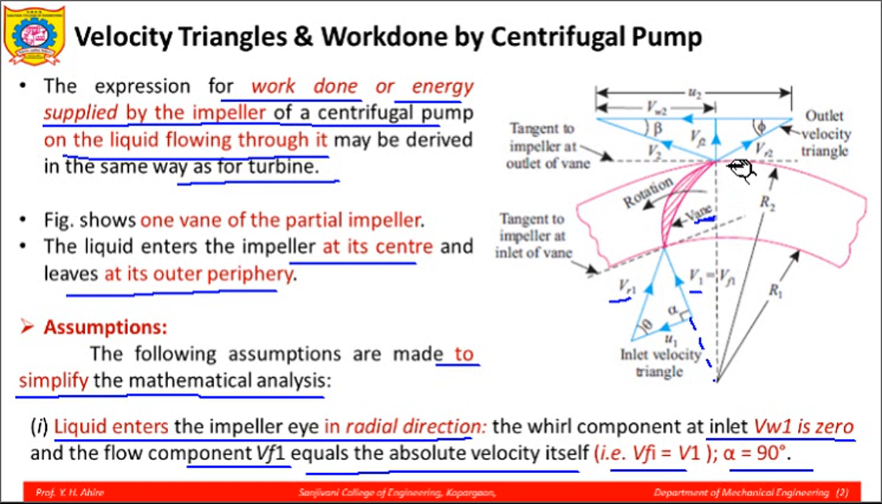Similarly at the outlet, the VR2 velocity vector is drawn tangential to the vane, making an angle phi with the tangent drawn to the impeller at the outlet of the vane. Then we draw the U2 velocity. U2 is the vane velocity at the outlet of the vane, and the impeller has anticlockwise rotation, so the U2 velocity is drawn in the left direction. The end point of U2 is connected with the starting point of VR2, and this gives you the absolute velocity V2 at the outlet of the vane. V2 makes an angle beta with the tangent to the impeller at the outlet. Further, V2 can be resolved into a VW2 component and a VF2 component at the outlet.